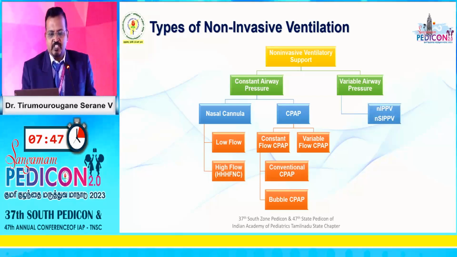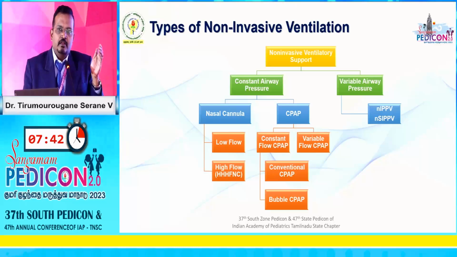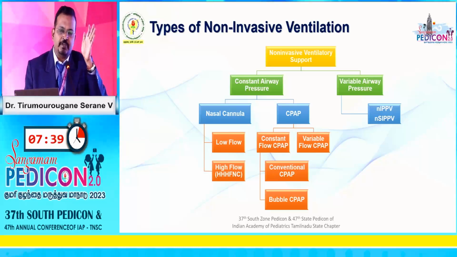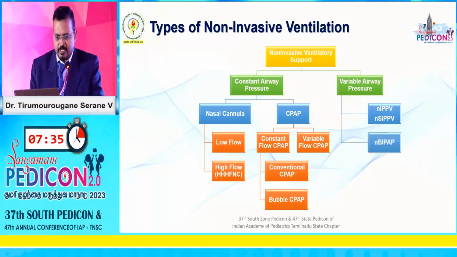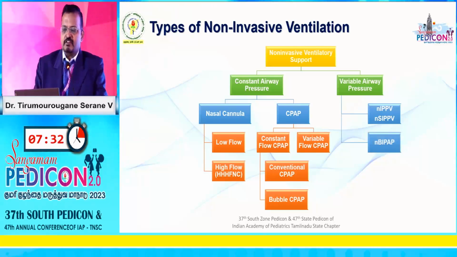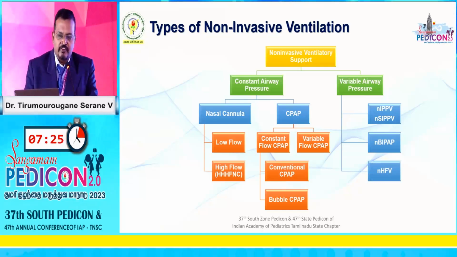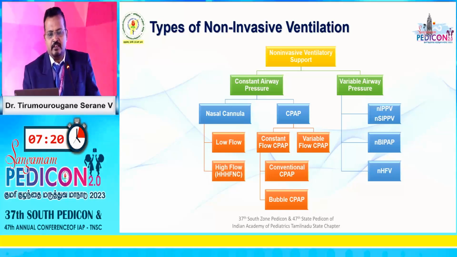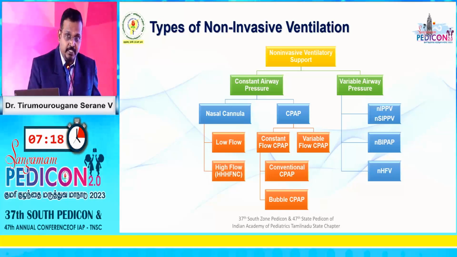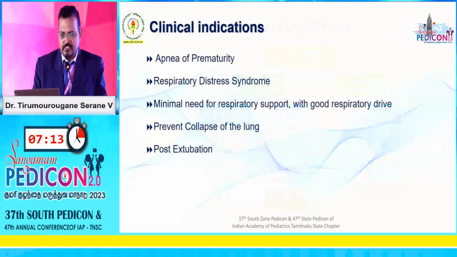Now, the variable airway pressure is something which responds to the baby's breathing. So there is some increased pressure during inspiration and then a decreased pressure during expiration. When it is synchronized, of course, it synchronizes with the baby's breathing. So you have intermittent positive pressure ventilation or synchronized intermittent positive pressure ventilation, nasal BiPAP and also nasal high frequency ventilation. Let me tell you, if you are in a resource limited setting, the variable pressure devices, all of them, are very expensive, and we'll talk about the relative advantages in one of the later slides.